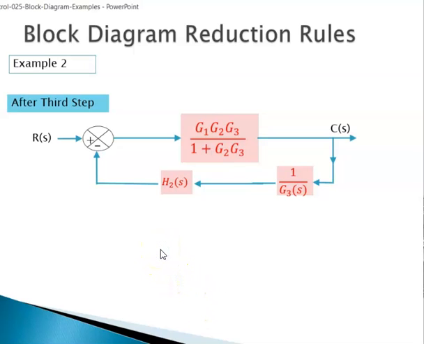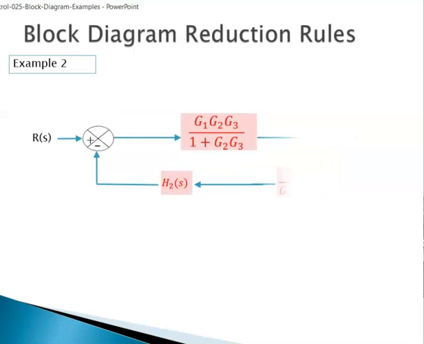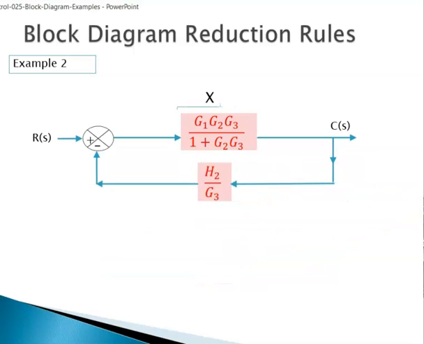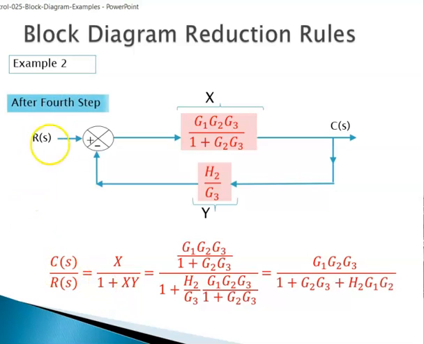We will show this in the next slide. You have H2 and 1 by G3 in series, so you represent them by their product in a single block shown over here. Let us do that real quick. That is erased and this block goes in its place. So you have a single loop. If you call this X and this Y, note that it is a negative feedback system. So you have X over 1 plus XY, and you substitute what is X and what is Y and simplify it to get this.